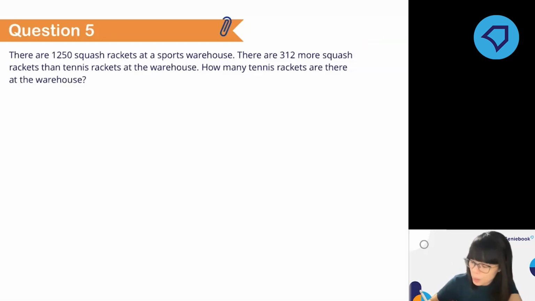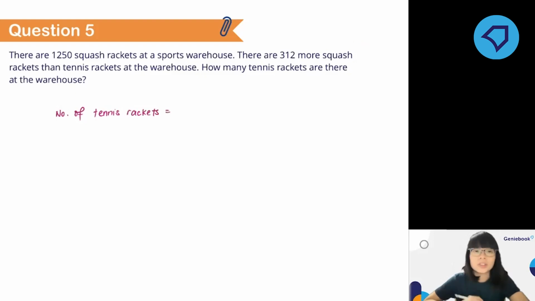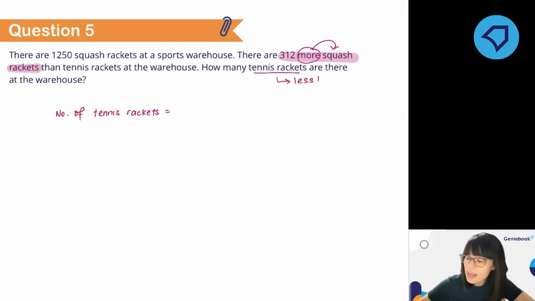What do you need to do if I want to find the number of tennis rackets? What do you need to do? 312 more squash than tennis. This "more" refers to the squash. Means tennis is more or less? Tennis has fewer, tennis is less. If tennis is less, we need to do subtraction.